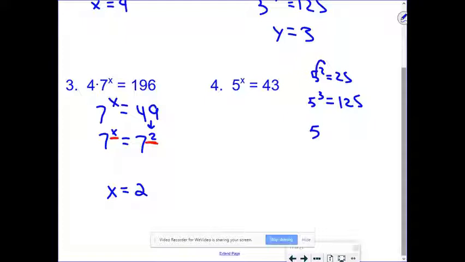So if it's between 2 and 3, I don't know, let's try 2.5. So we can do 5 to the 2.5. Again, pull out your calculator, punch some buttons, go from there.